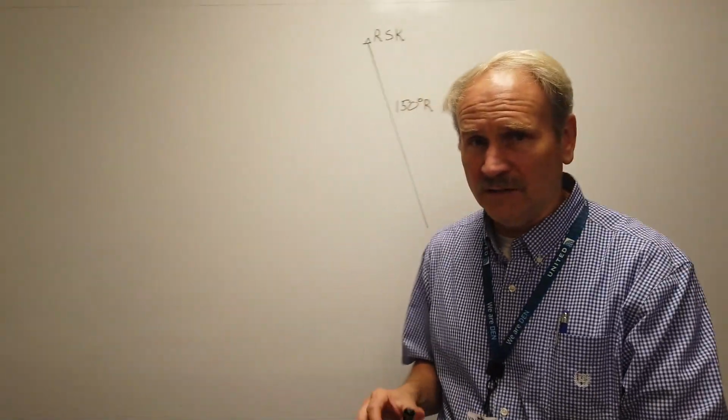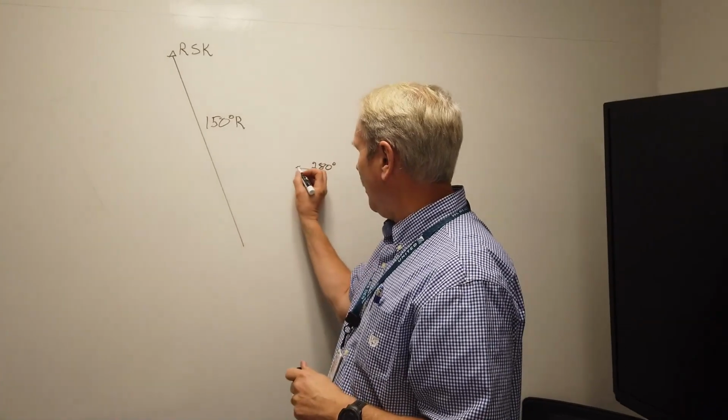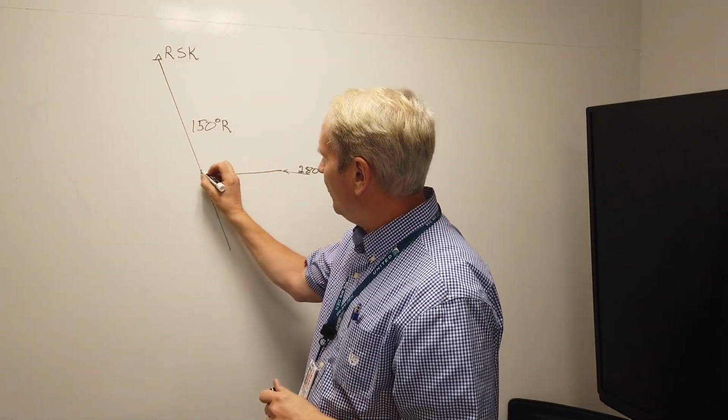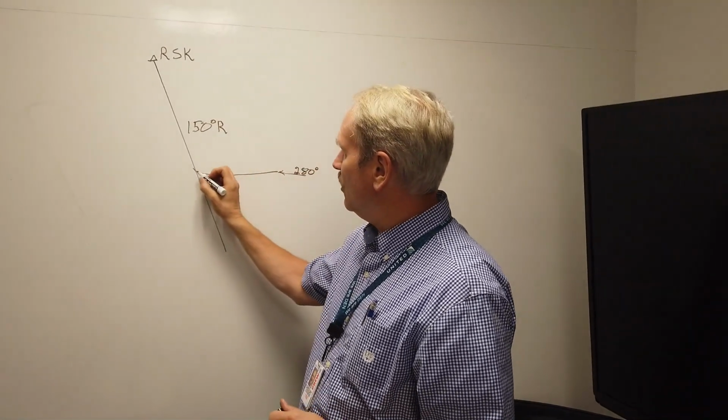Because when I insert that NAV there, what she's going to effectively do is she's going to draw that out. She's going to give me that heading of 280 up to it.